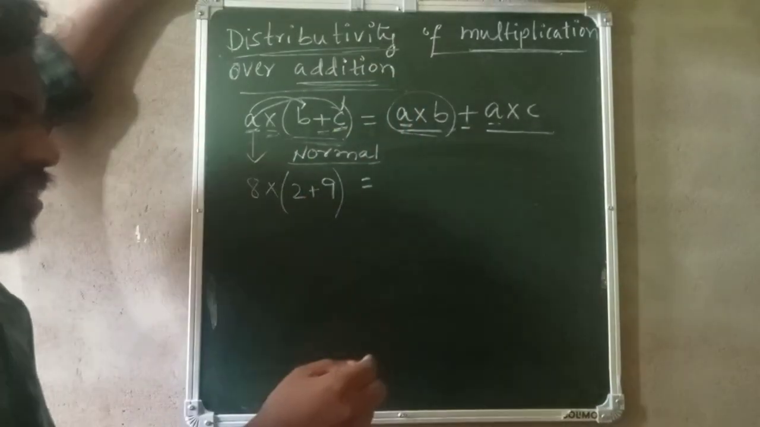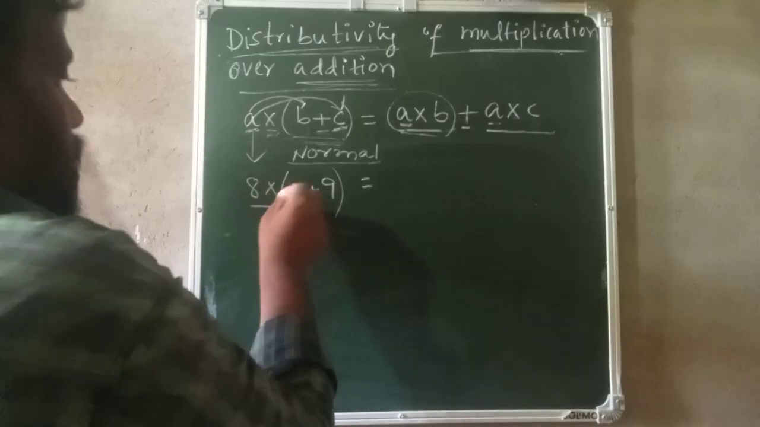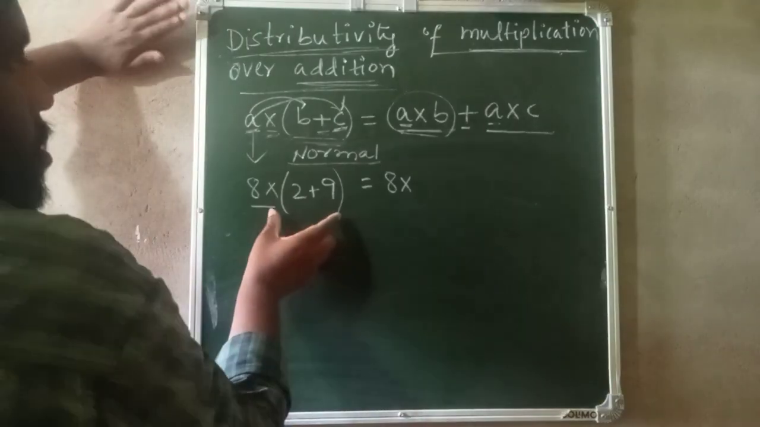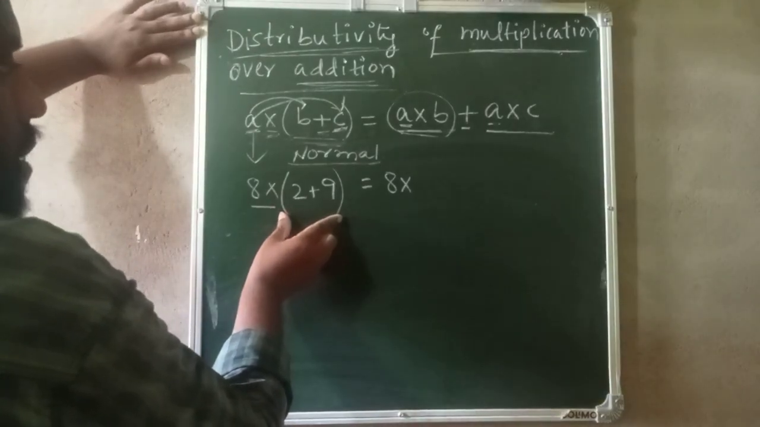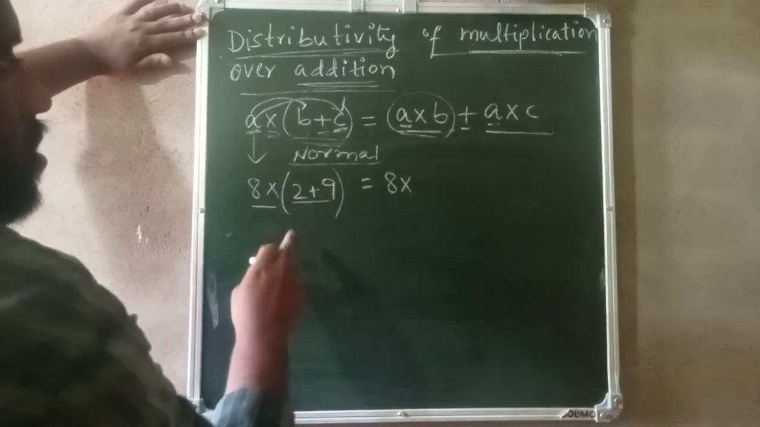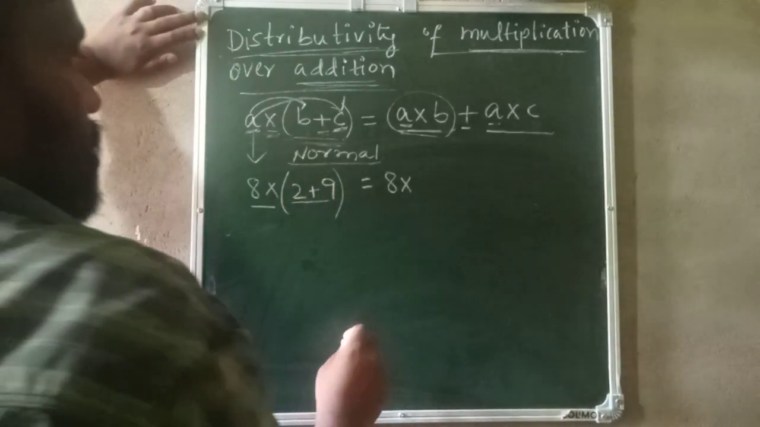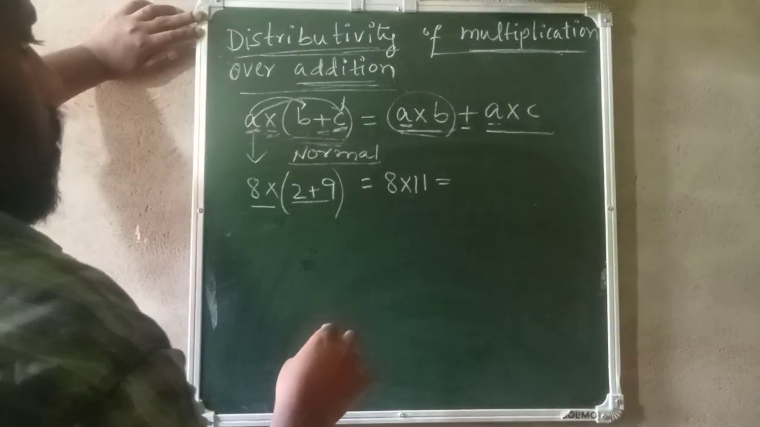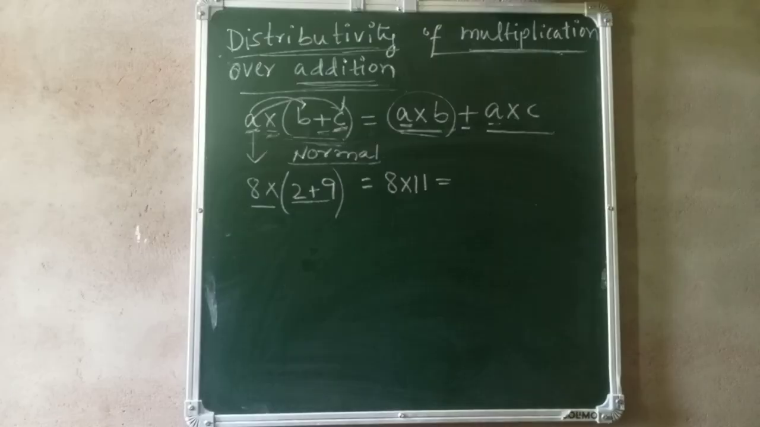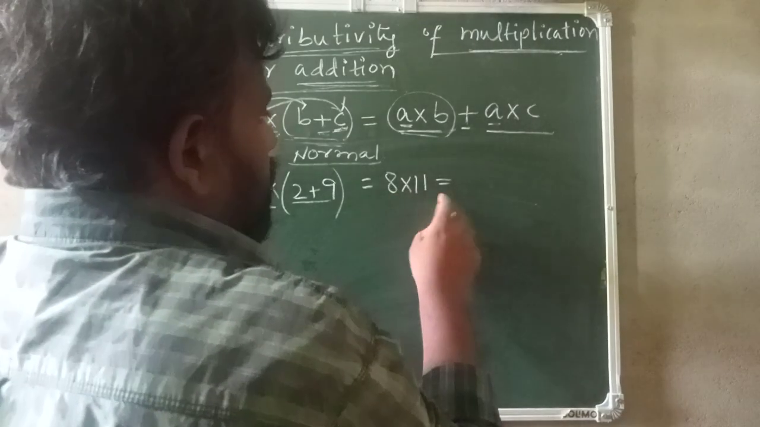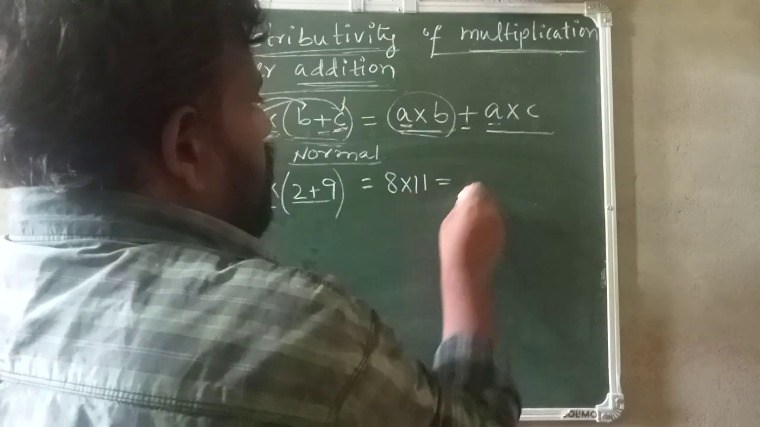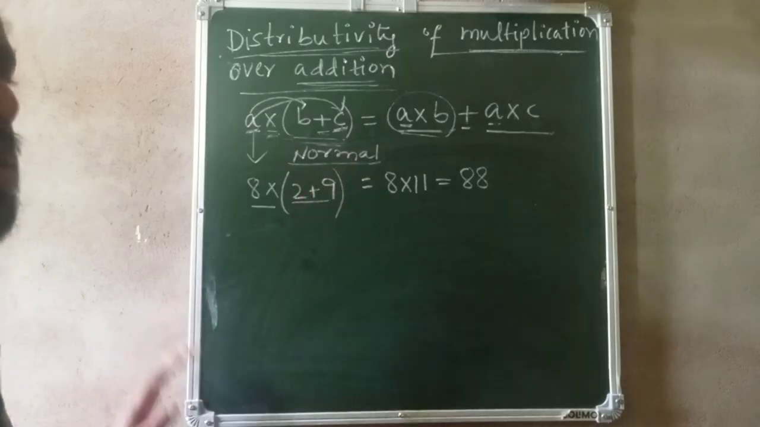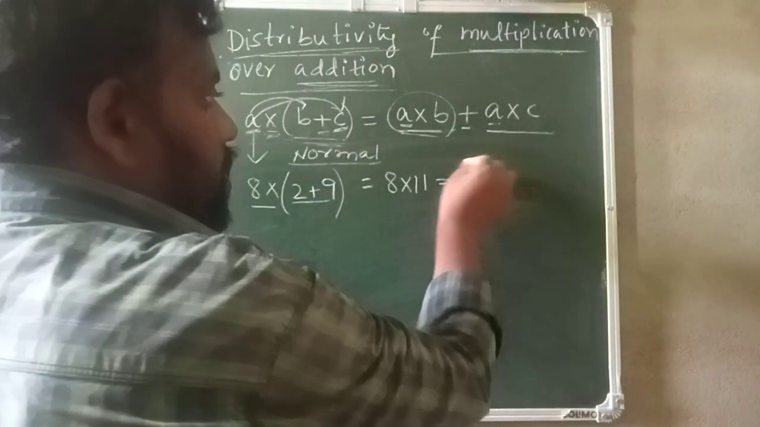In normal multiplication, this 8 into we will write as it is. Whatever is inside this bracket we have to simplify. Inside this bracket we have 2 plus 9. So 2 plus 9 is how much? It is 11. Now 8 into 11, how much? 8 11s are 88. So using normal multiplication, we got 88 as the answer.